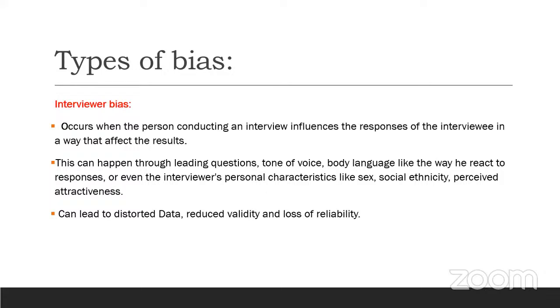The second type of bias is interviewer bias. It occurs when the person conducting an interview influences the response of the interviewee in a way that affects the results. This can happen through leading questions, tone of voice, body language, like the way they react to a response, or even the interviewer's personal characteristics like sex, ethnicity, or perceived attractiveness. It can lead to distorted data, reduced validity, and loss of reliability.